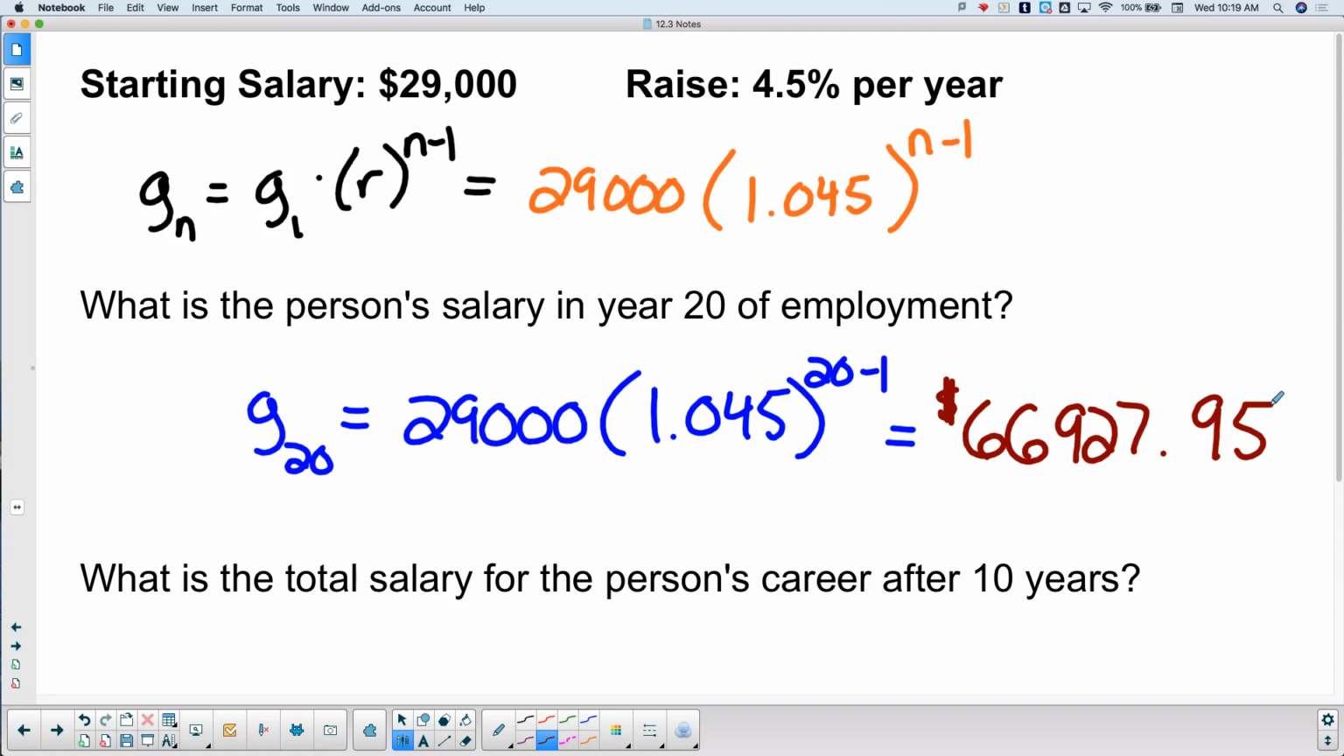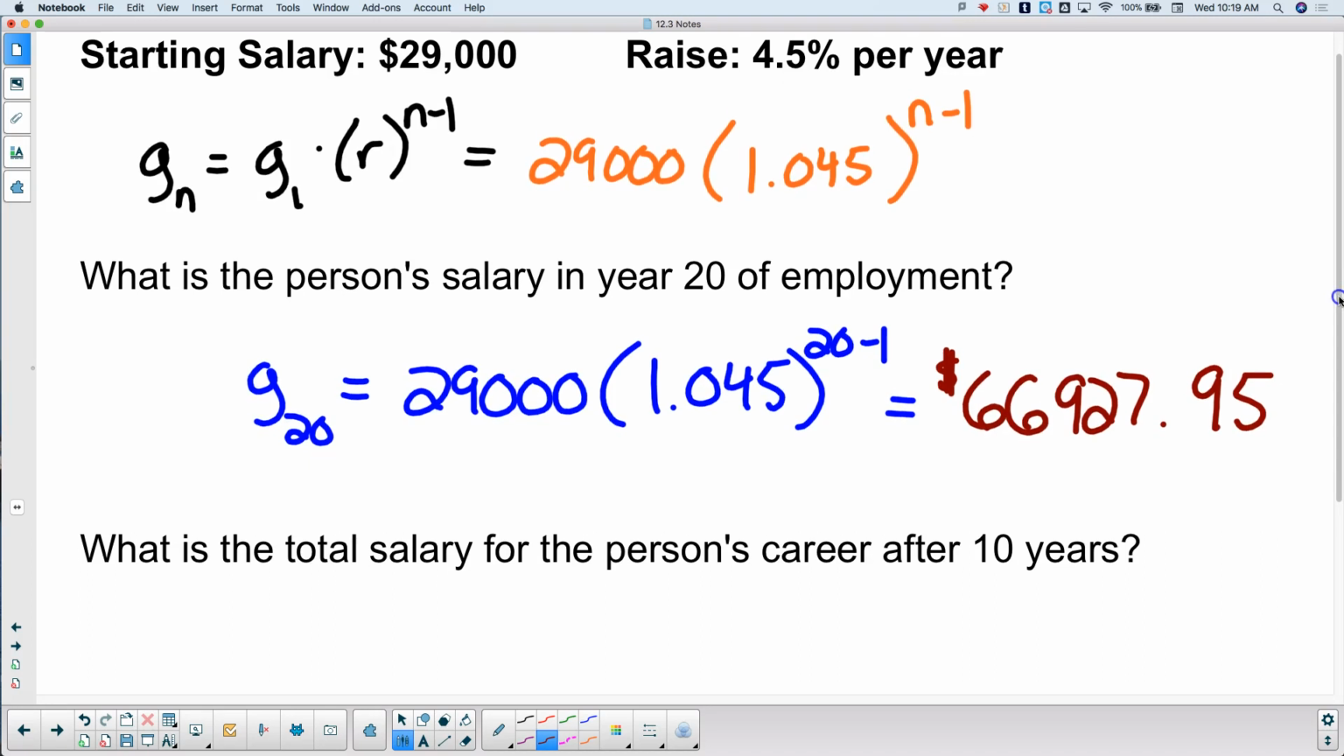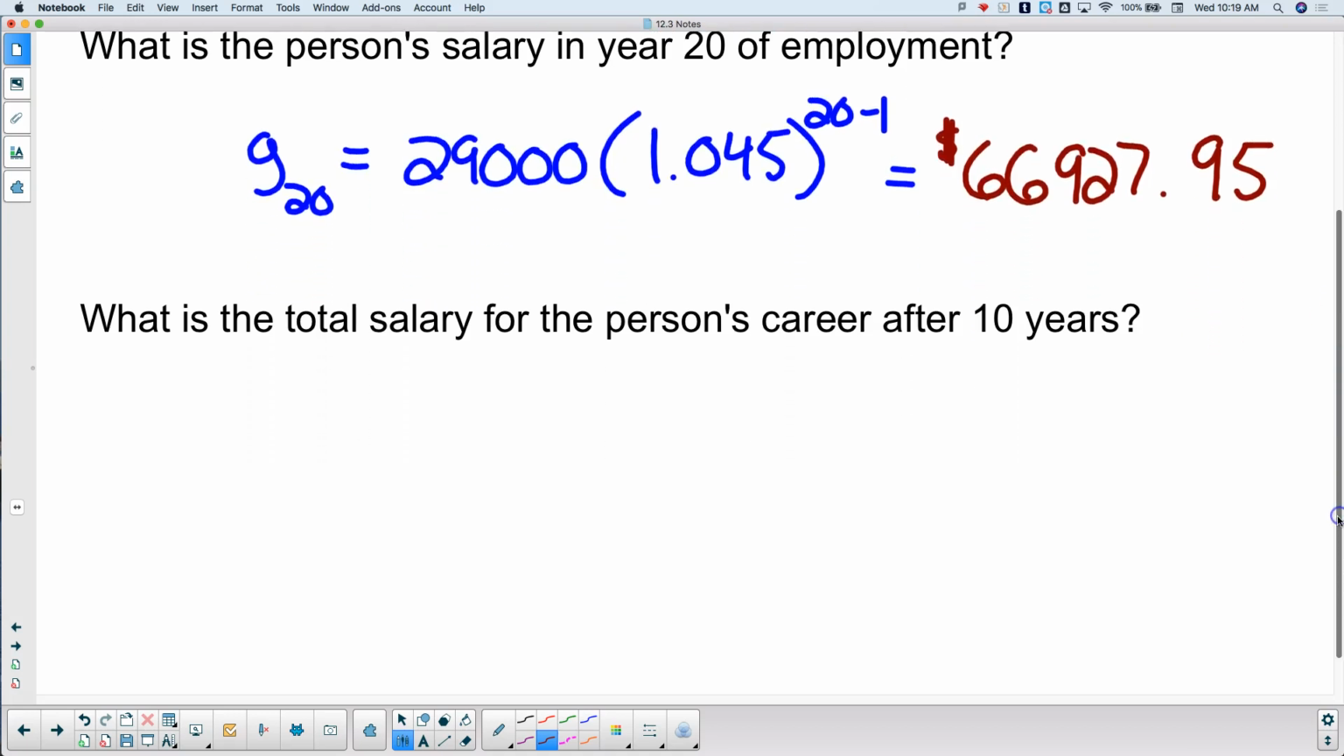What is the total salary for the person's career after 10 years? So they work with that company for 10 years. Total salary, what's that? Mathematically, what's the word for it? It does start with a sum. Okay? It's a sum problem. So I want the sum of the first however many years. In this case, 10 years.